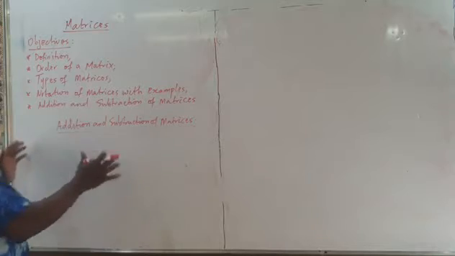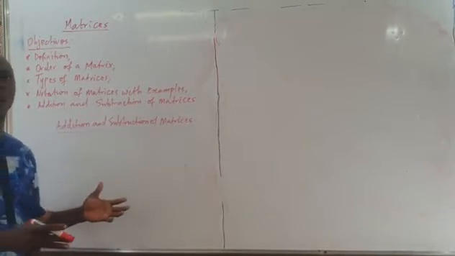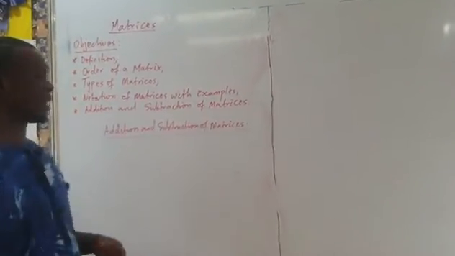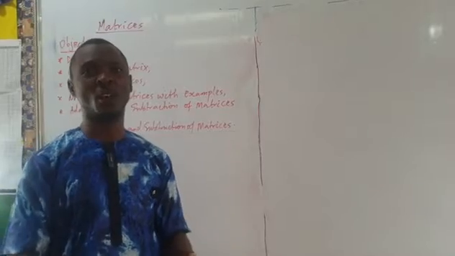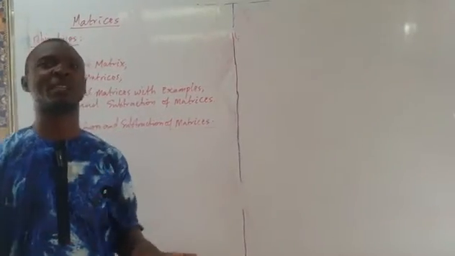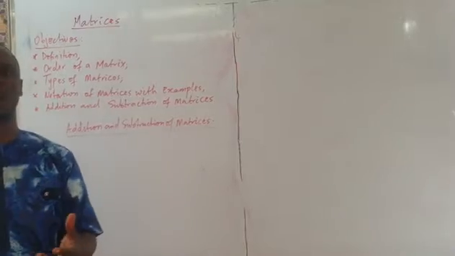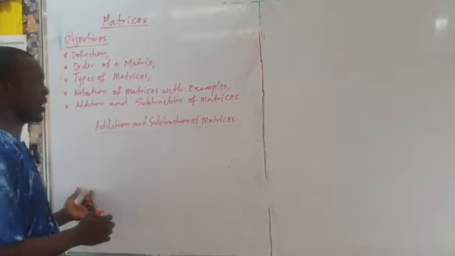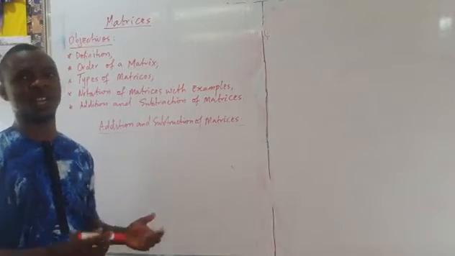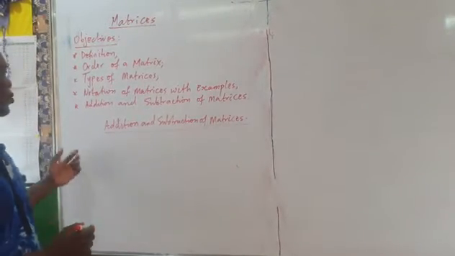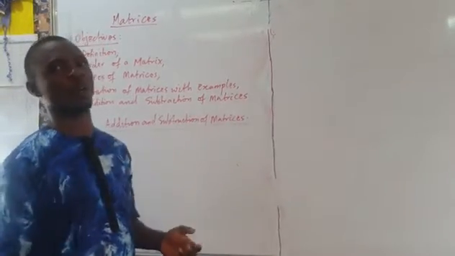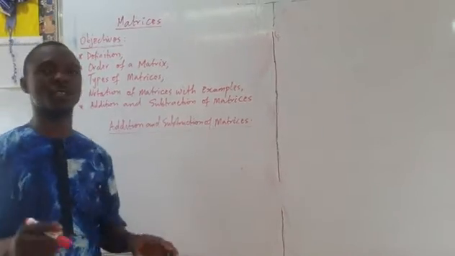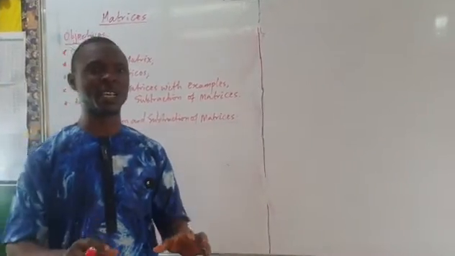Before I go to the example, I would like to explain addition and subtraction of matrices. Two matrices can be added or subtracted only if they are of the same size. What do I mean by size? That is their order. So you cannot add or subtract a 2 by 2 matrix from a 3 by 3 matrix. They are not of the same order. Or you cannot subtract a 2 by 3 matrix from a 3 by 2 matrix. They are not of the same order.